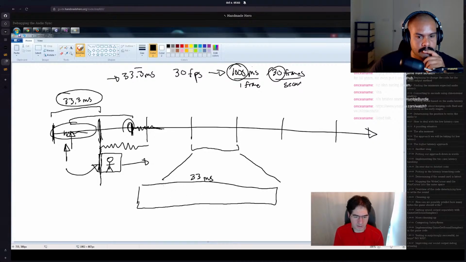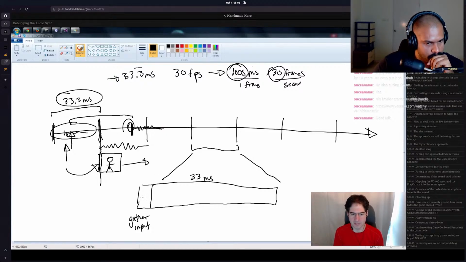The first thing we're going to do, which doesn't really take a lot of time, is gather input. So we're going to get the keyboard, we're going to get the mouse if we wanted it. We're not really using that in the game, but we may use it for debug purposes. We're going to get the keyboard, which we are using for game pads, that sort of stuff.